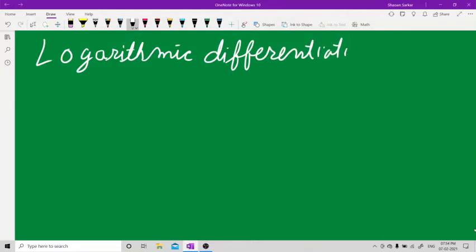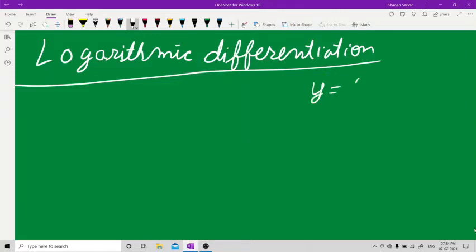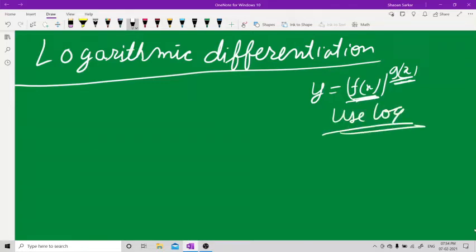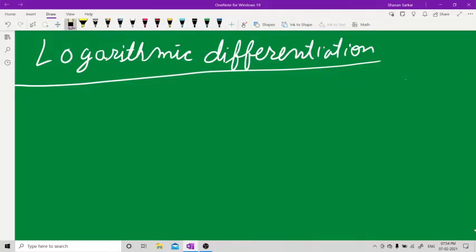Differentiation. Now, how to do this type of question? Suppose y is given to be a function of x to the power of a function g(x). There is a function on the top of a function. If there is a function over a function, use log. Very simple. Use log in this type of case. Then only you will be able to solve it.